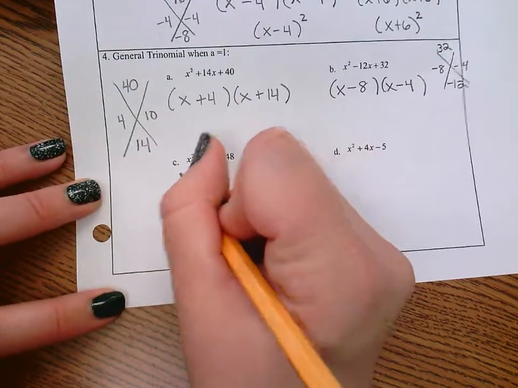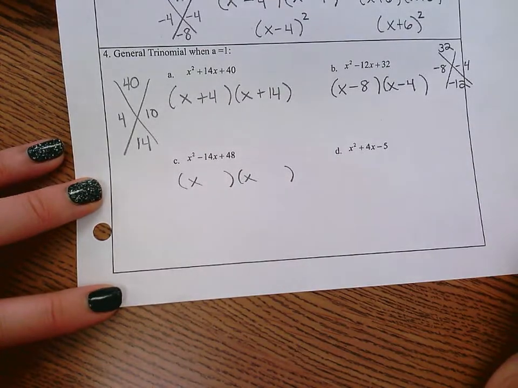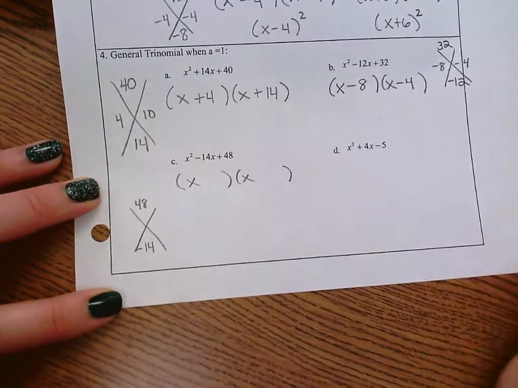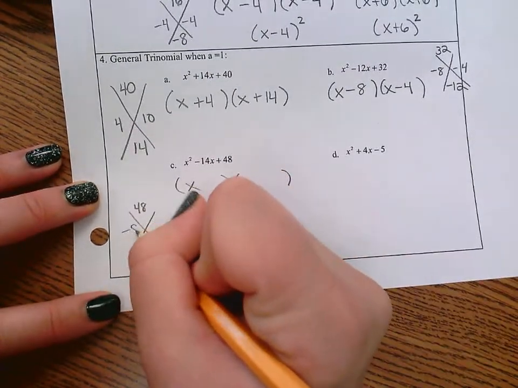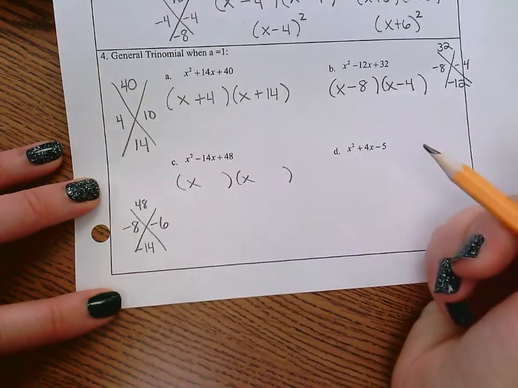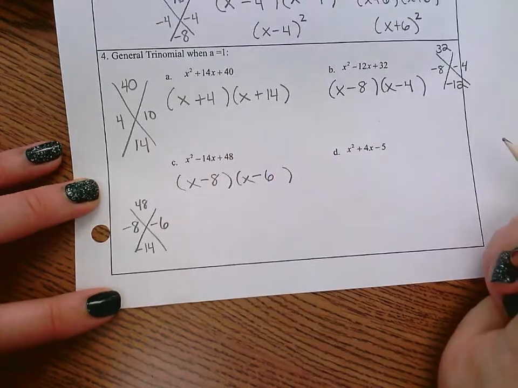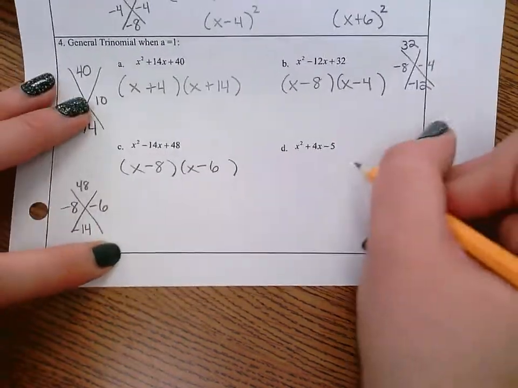In the next example, I put an x in each. So I'm looking for the factors of 48 that add up to negative 14. So that sounds like negative 8 times negative 6. So x minus 8, x minus 6. Finding those factors can be challenging. That's why it takes practice.